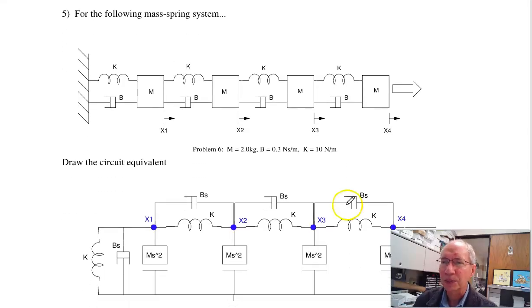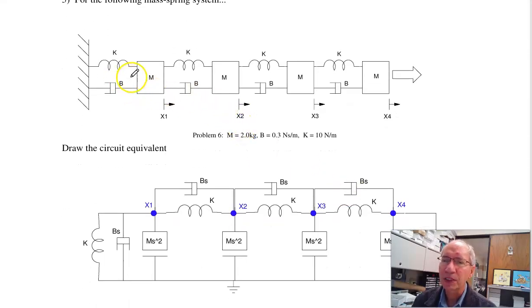Another mass spring system. First, draw the circuit equivalent. I've got 4 masses. I've got 4 voltage nodes. Each mass has inertia relative to ground. If you put them in series, that violates Einstein's theory of relativity. Mass has mass regardless if the rest of the universe doesn't exist. Then between mass 1 and ground, spring and friction. Between 1 and 2, 2 and 3, 3 and 4. Here's the force input.